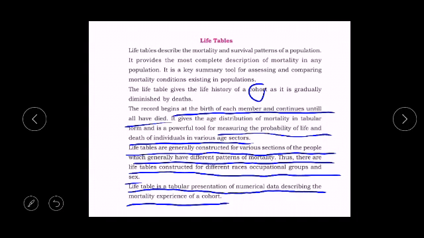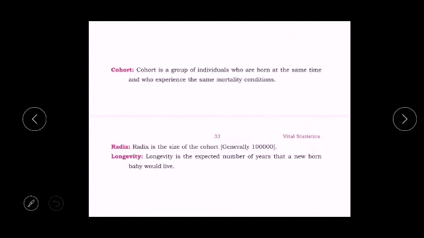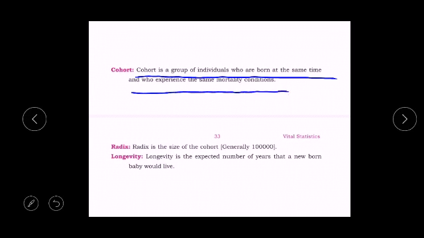So next we'll discuss cohort. What is a cohort? A cohort is a group of individuals who are born at the same time and who experience the same mortality conditions. Here it is very important, as I already said, that they are born at the same time. A cohort is a group of babies who are born on the same day, and they also experience the same mortality conditions.